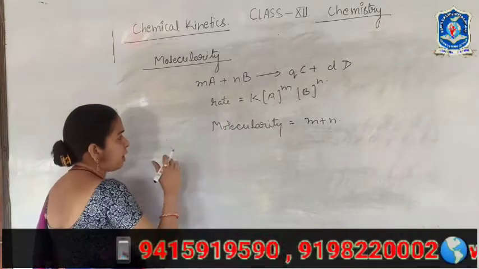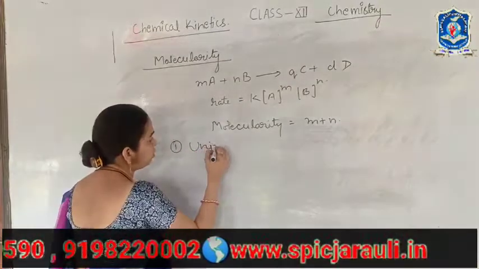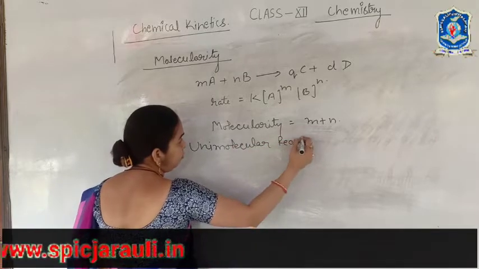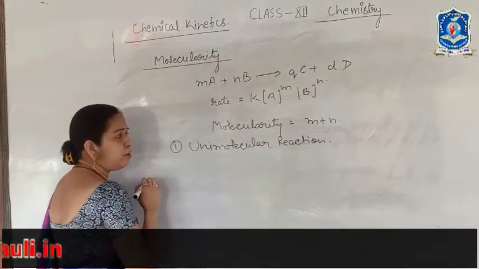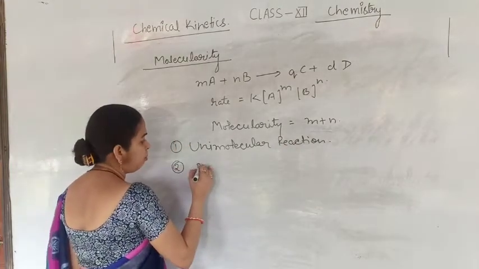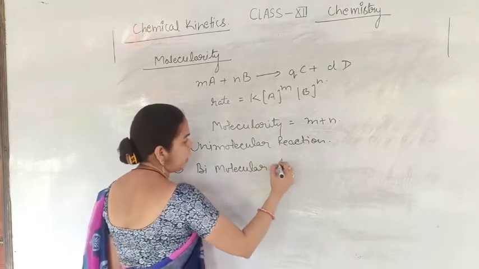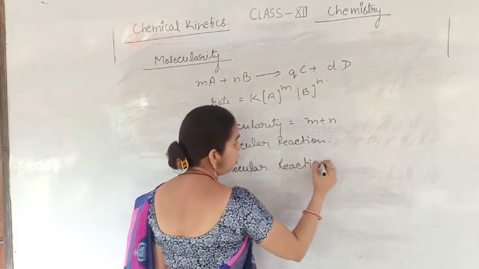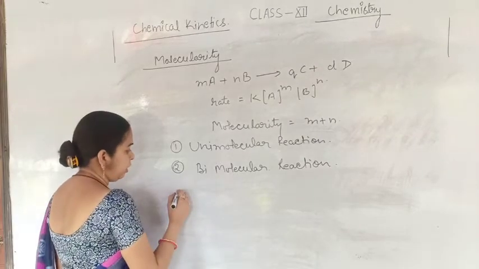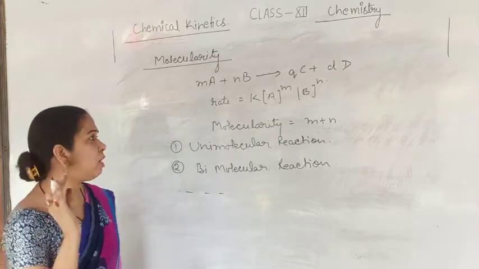On the basis of reactant molecules, molecularity is of the following types. First one is unimolecular reaction: when only one reactant molecule is present in a reaction, it is known as a unimolecular reaction. Bimolecular reaction: when two reacting molecules are present in a reaction, it is known as a bimolecular reaction, and so on. Trimolecular and polymolecular reactions also proceed.